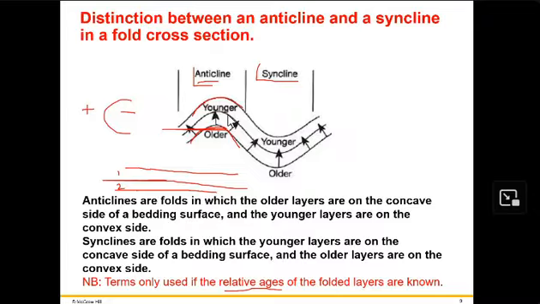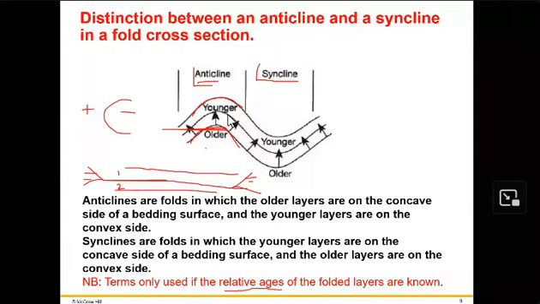For an anticline, there's what we call convex and concave. So draw a C. The concave is the inside of the C. The convex is the outside of the C. So if you invert this, you can see that the older beds are on the concave side, inside the C, and the younger beds are on the outside of the C, so they're on the convex side. That defines an anticline.